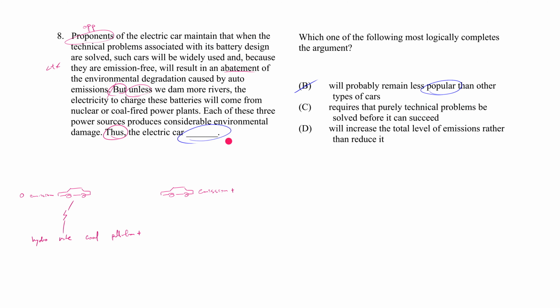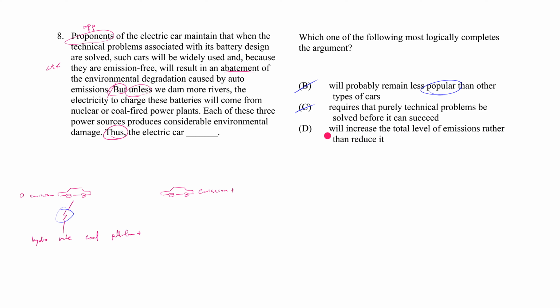Yes, but is that what the author's driving at? Talking about, hey, you forgot where the electricity that powers electric cars comes from. Each of these has its own pollution issues. So wait, let's circle back to your first point, something you already said. No, that doesn't make any sense. How about D? Thus, the electric car will increase the total level of emissions rather than reduce it. What do you think about that?